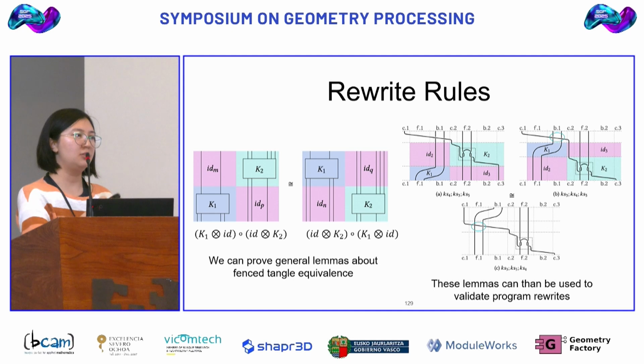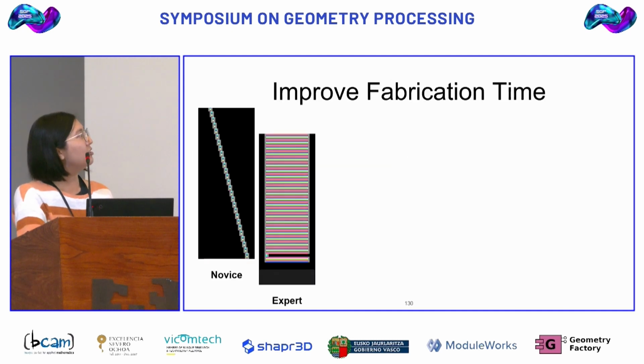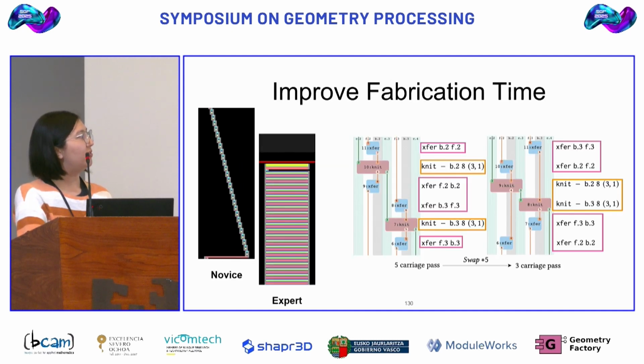So when we move operations around, if we know that they happen to respect certain preconditions, we'll just know that they always preserve the underlying fence tangle equivalence. And this in turn allows us to do practical things like improve the fabrication time.